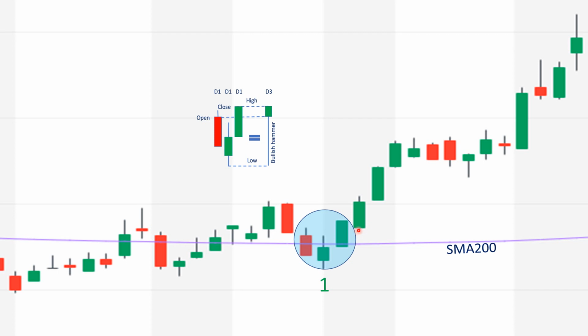Now in order to enter the market, you have to use this candle. As soon as this candle passes the close price of this candle, you enter the market and you put your stop loss 1 or 2 ATR below the market structure, which is SMA 200 here.